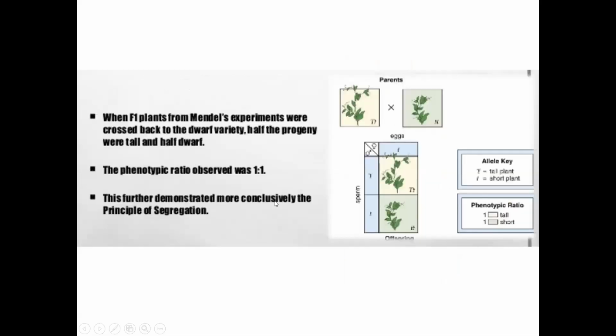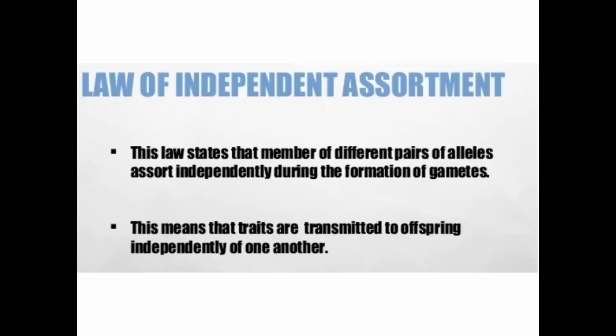And what about this one? This one is when the F1 plants were crossed back to the dwarf variety. Capital T small t were crossed with small t small t. So what we are getting here is some tall plants and some short plants. Okay. This further shows us that different characters are segregated from one generation to another. Okay. Now the law of independent assortment. This is the third law. The first one is dominance, the second one is segregation, the third one is independent assortment.